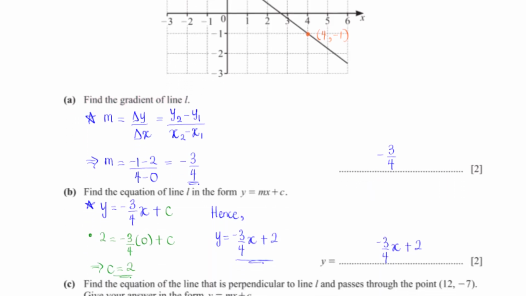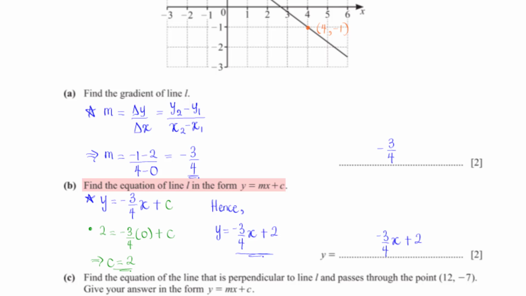Find the equation of line L in the form y equals mx plus c. We already know the value of m, and so we have y equals negative 3 over 4 x plus c. To find the value of c, we can use one set of coordinates on the line L, and for this we will be using (0, 2). When we slot in these coordinates into the equation, we get the value of c as 2. Hence, we have the equation of the line L as y equals negative 3 over 4 x plus 2.